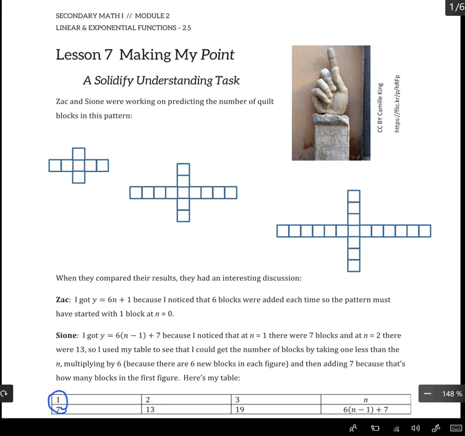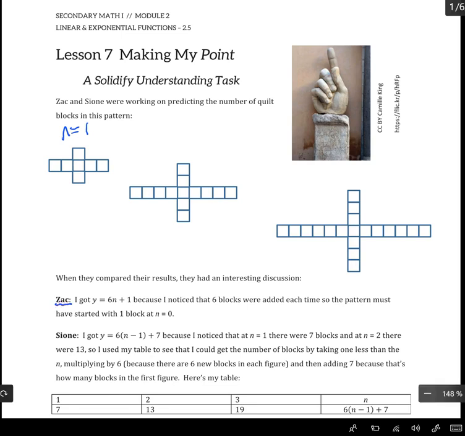So we have n equals 1, the first set of blocks, there's 7 blocks. Then at n equals 2, there's 13 blocks. N equals 3, there's 19 blocks. And so Zach and Sion both came up with different rules.